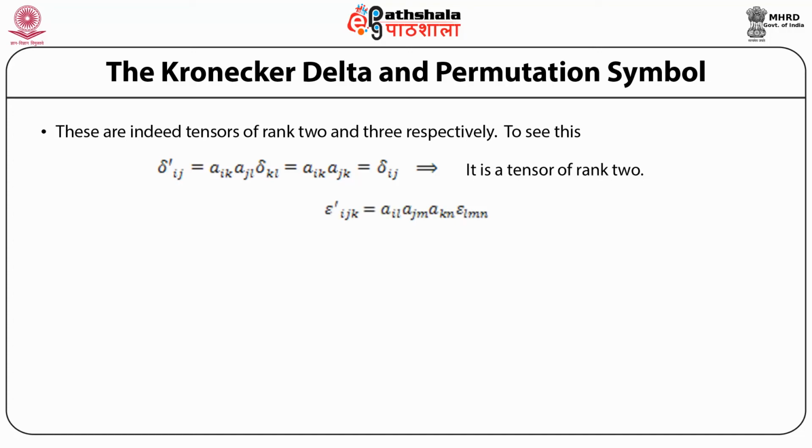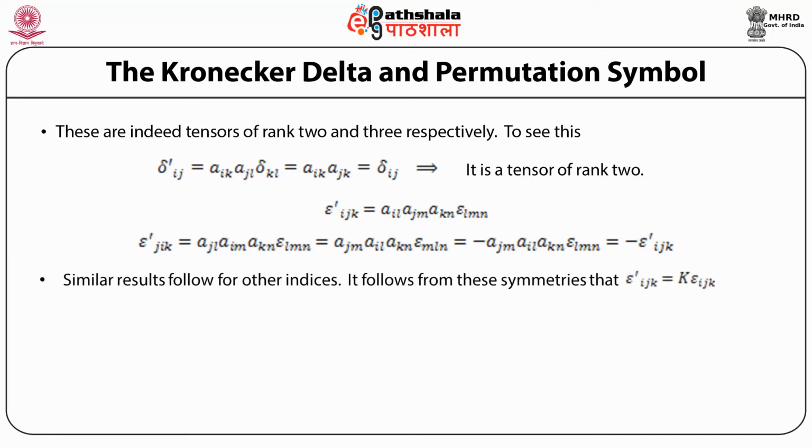Epsilon'ijk equals ail ajm akn epsilon lmn, and epsilon'jik equals ajl aim akn epsilon lmn, equals ajm ail akn epsilon mln, equals minus ajm ail akn epsilon lmn, equals minus epsilon'ijk. Similar results follow for other indices. It follows from these symmetries that epsilon'ijk equals k epsilon ijk.